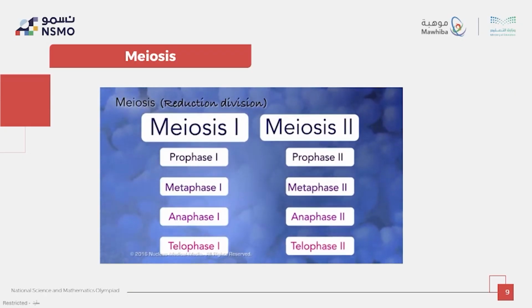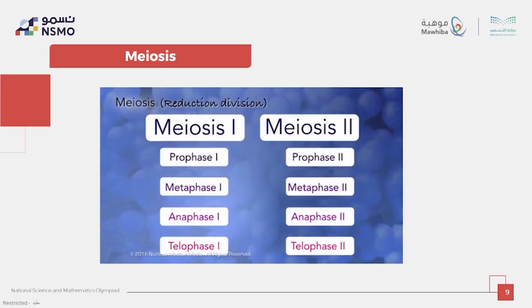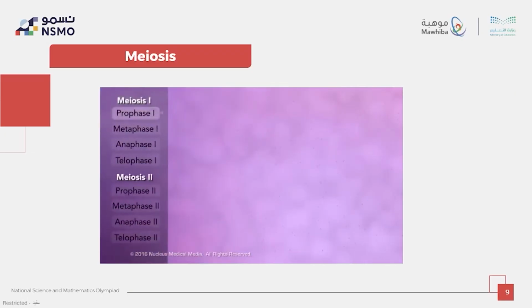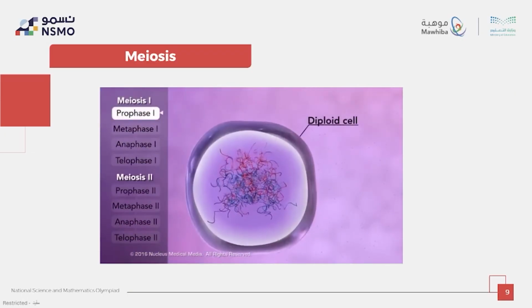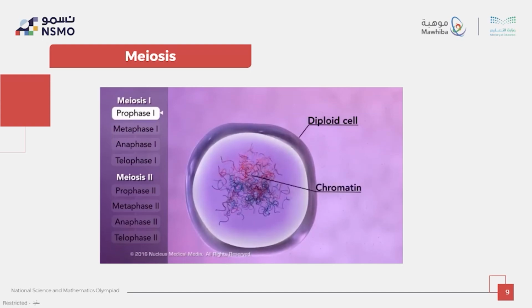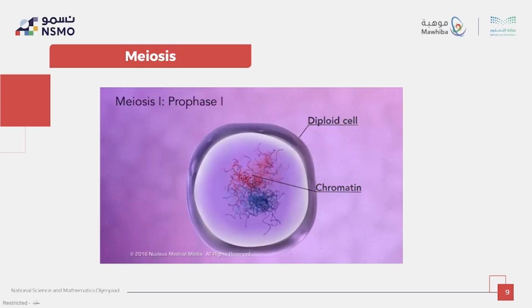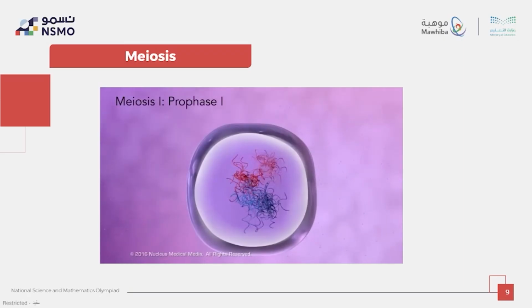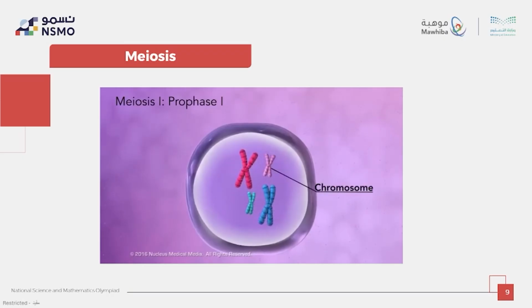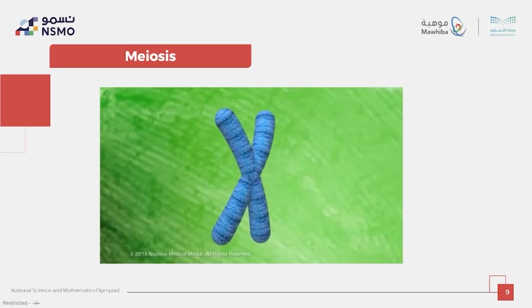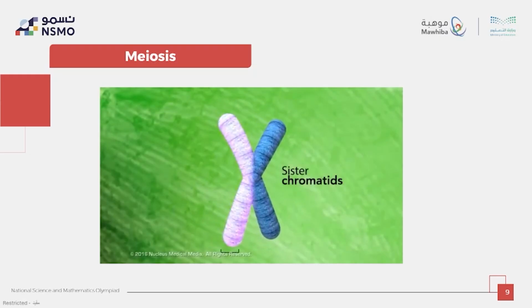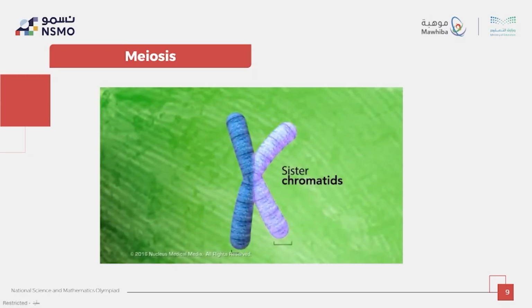Let's look at what happens during meiosis I. Prophase I starts with a diploid cell. Its chromatin contains two uncoiled, spread-out sets of chromosomes, one from each parent. After the DNA in the chromatin replicates, it condenses into the more familiar X-shaped chromosomes. The replicated DNA is the same in the identical sister chromatids of each chromosome.